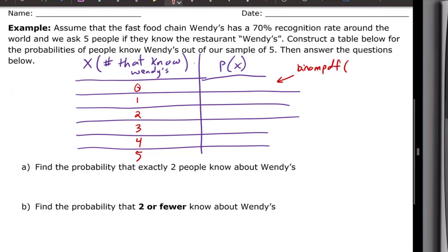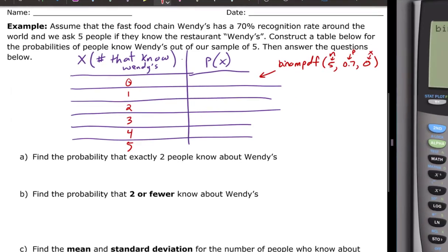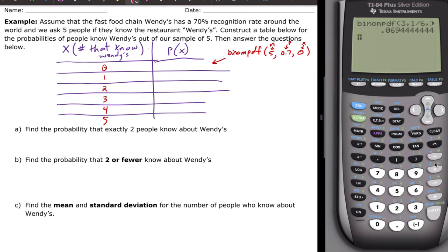First, you want to put in your N right here. Well, we have 5 total trials. Probability of success, P. Well, the chance of them recognizing Wendy's is 70%. And then X. You want to put X as your last variable. Well, for that first row, our X will be 0. So we want to put in the binomial PDF of 5, 0.7, and 0 as our values for that first one.